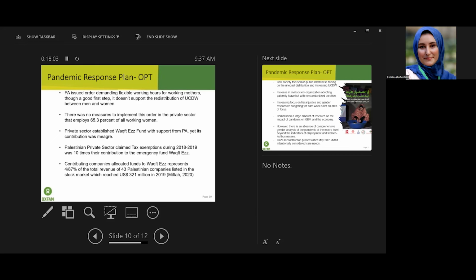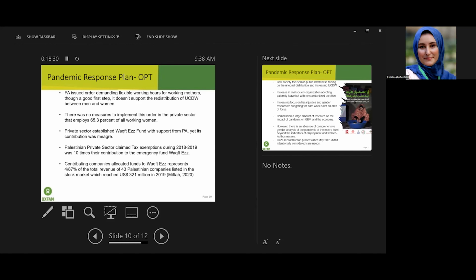And also, even though this order was put in place, there were no measures to reinforce or implement it in the private sector, which employs 65% of working women. Not only that, the order in itself does not acknowledge that women who are not mothers also have care responsibilities to their parents, to their nephews, or to others in the family who need support.